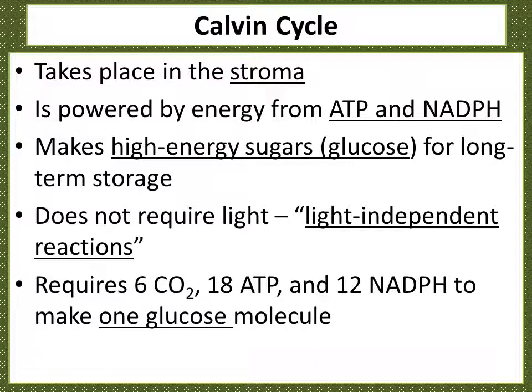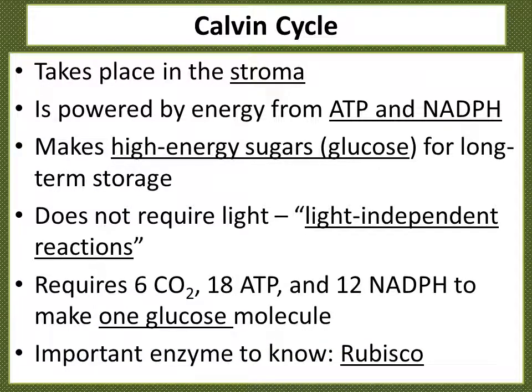It does, however, need carbon dioxide. To be exact, it needs 6 molecules of carbon dioxide. It also needs 18 molecules of ATP from the light reactions, and it's going to need 12 NADPH also from the light reactions. And all of these molecules are going to be used to make only one glucose molecule. So from 6 carbons, 18 ATPs, and 12 NADPH, you're going to get one molecule of glucose.